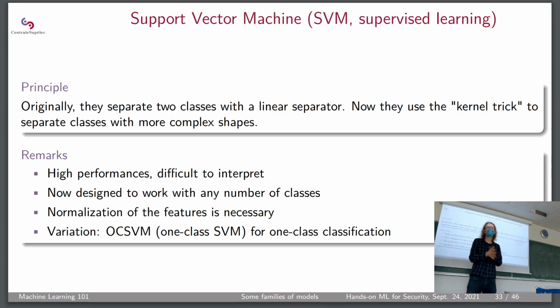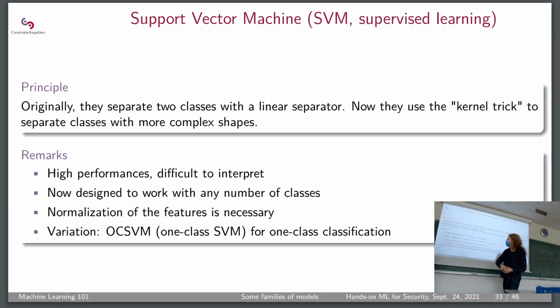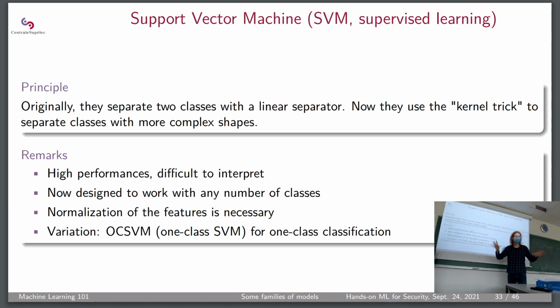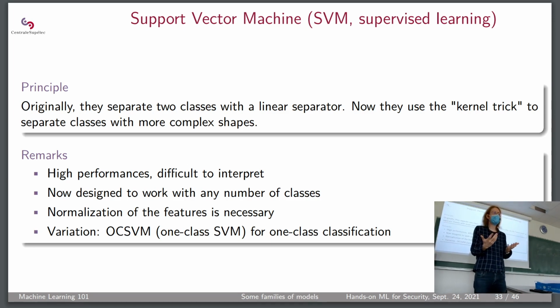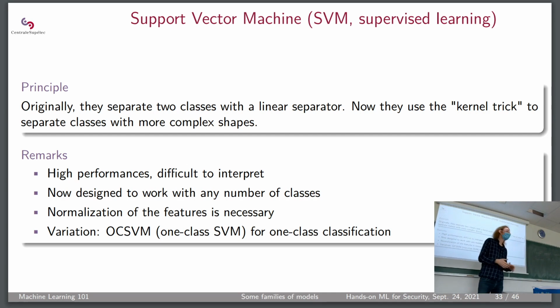But we have some mad mathematicians who said, oh okay, if you change just a little bit this formula with what is called the kernel trick, you can change how it works. The algorithm is still the same. You change just the computation, and you will get some more complex shapes. So it's a high performance model, but it's very difficult to interpret.